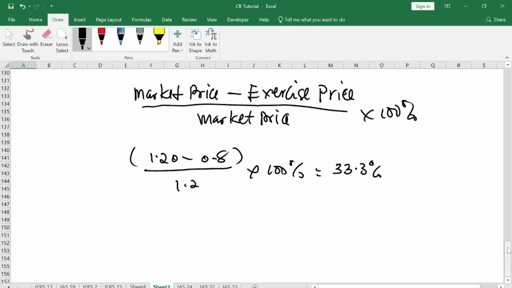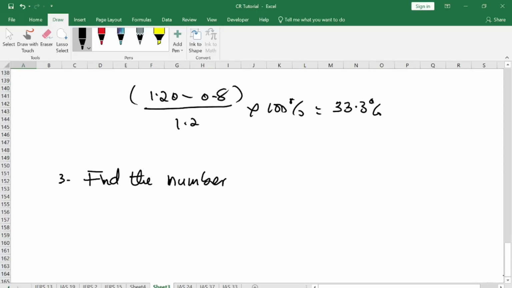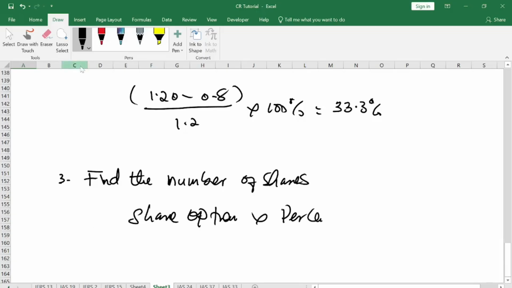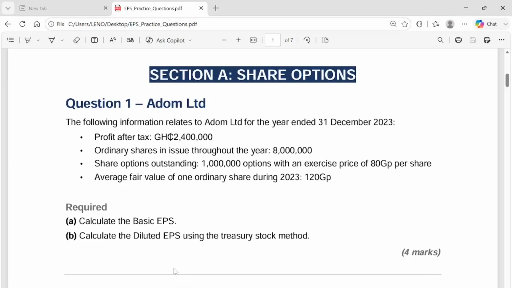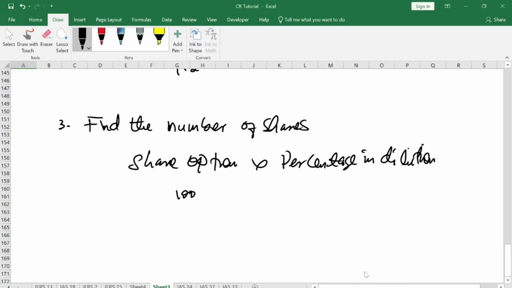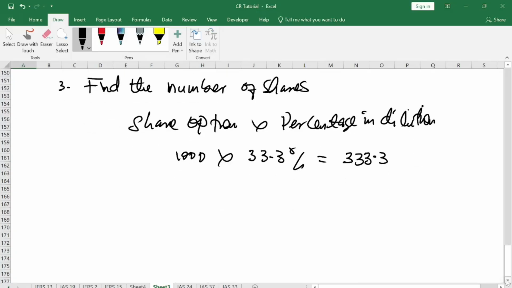This gives you 33.3%. Now the next step is to find the number of shares. You pick the share options multiplied by the percentage in dilution. They gave us 1 million share options outstanding, so you have 1,000 multiplied by 33.3%. That gives me 333.3.